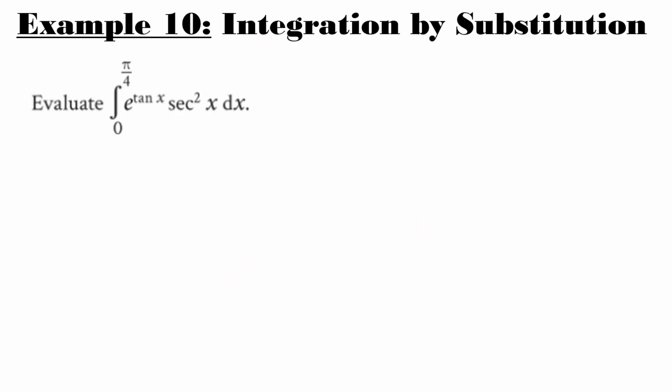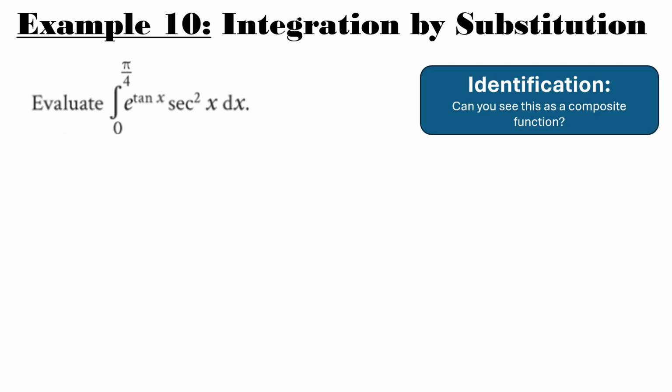So example 10, integration by substitution. The first thing you want to do is, can we identify that it's substitution? Now, at first glance, you might say, is this not integration by parts because we have multiplication? That is absolutely true. However, what we want to identify first is, do we have a composite function? And we do. We can see the composite function piece right here. It should be e to the power of x, but we've e to the power of tan x. So we have that in our function.